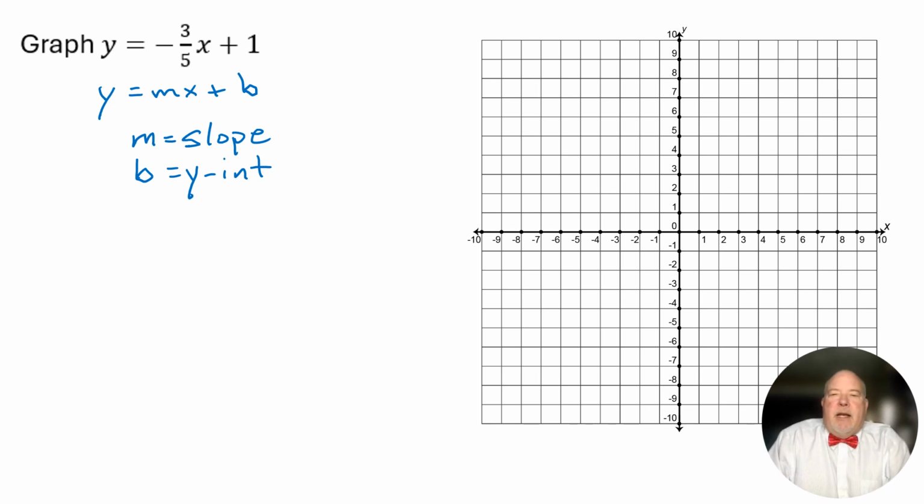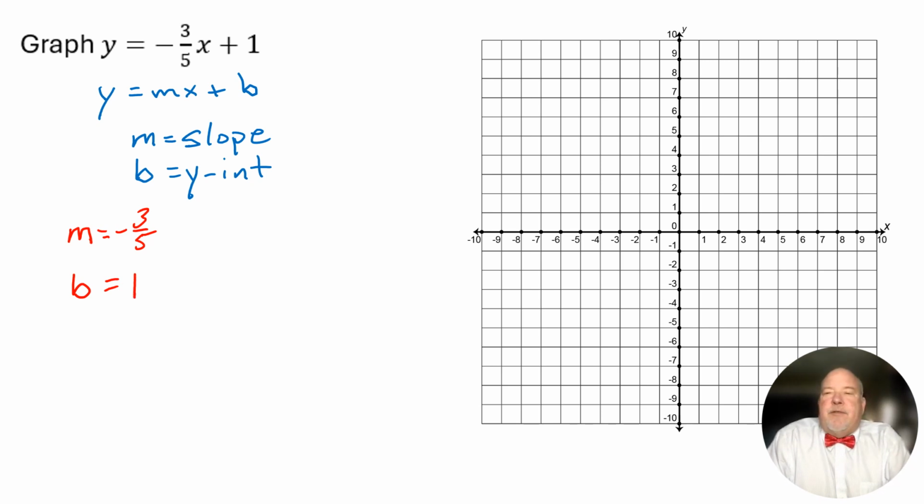So if we look at our equation here, the coefficient of x is the slope, so that's negative 3/5. So my slope in this case is negative 3/5. And my y-intercept is the other number there, which is the +1, so that's the y-intercept of +1.